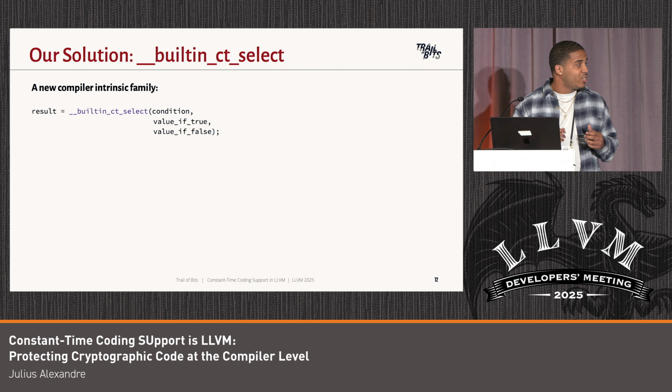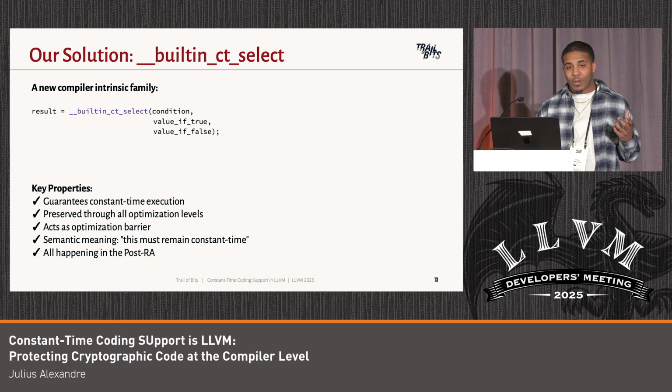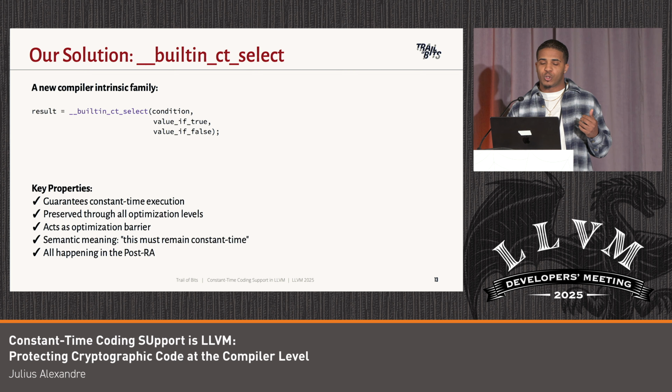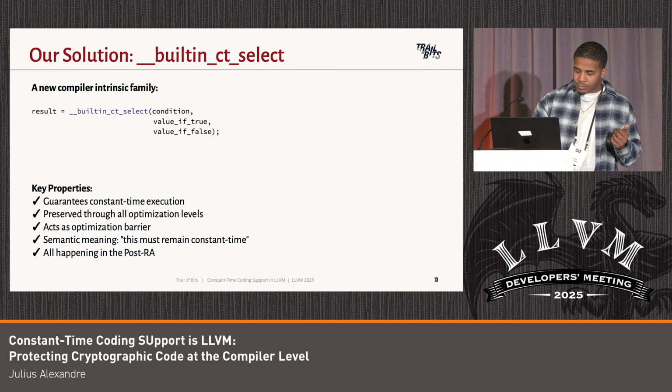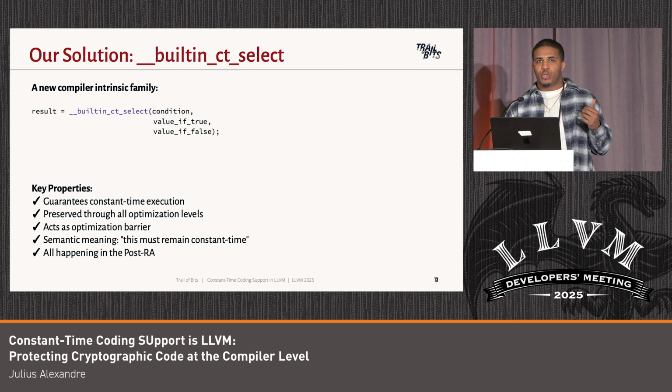Our team at Bits created these built-in intrinsics, which offer constant time guarantees across all optimization levels and across multiple architectures. It essentially acts as an optimization blocker or barrier, so optimization passes like InstCombine will know this intrinsic is off limits. It's prescriptive, not descriptive, so we're telling the compiler what to do rather than describing it.